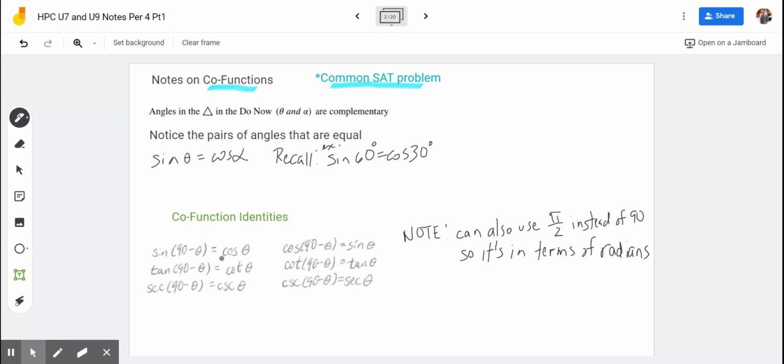So you'll see these cofunction identities being used in the SATs, especially I think it's more in terms of degrees than it is in terms of radians. But just so you know that you can also just replace all these 90s with pi over 2 minus theta, and it'll still be true.